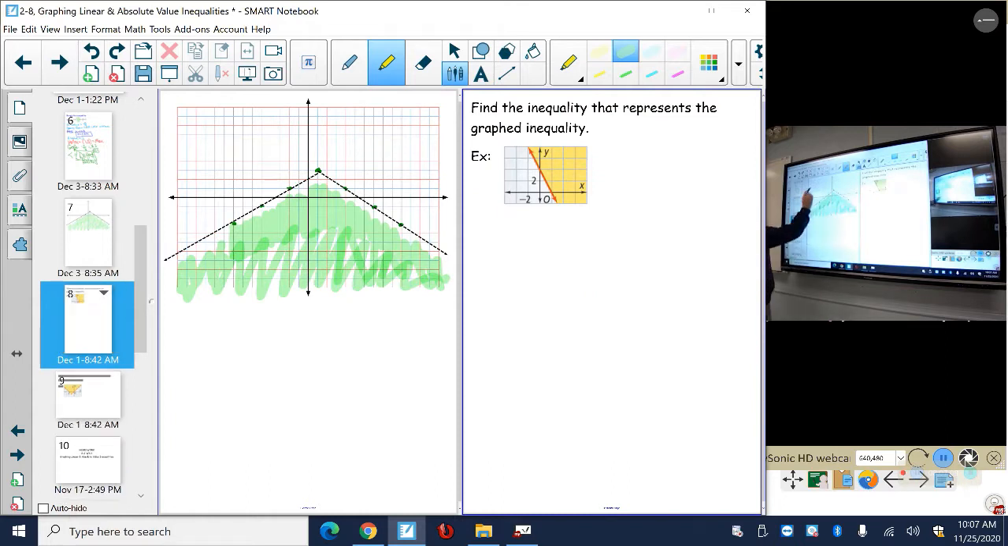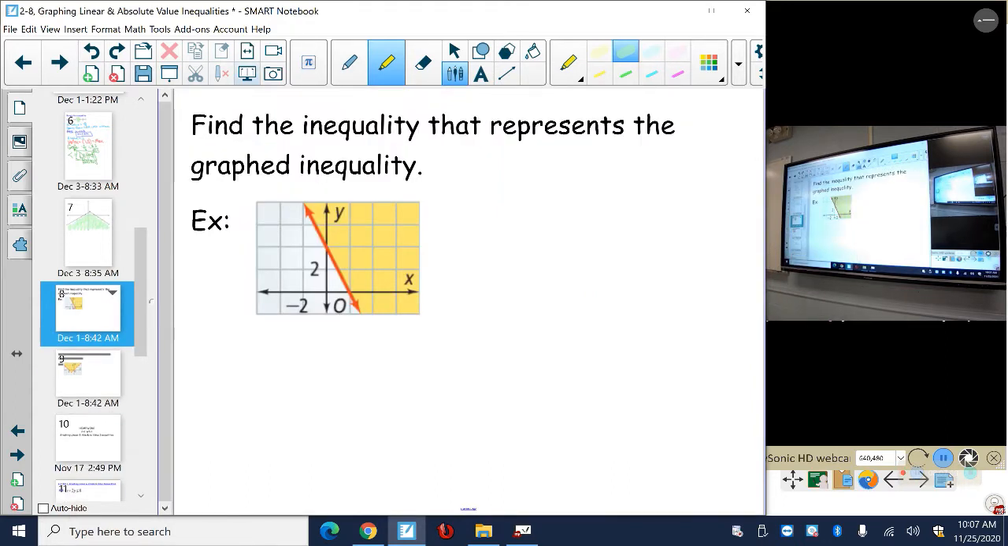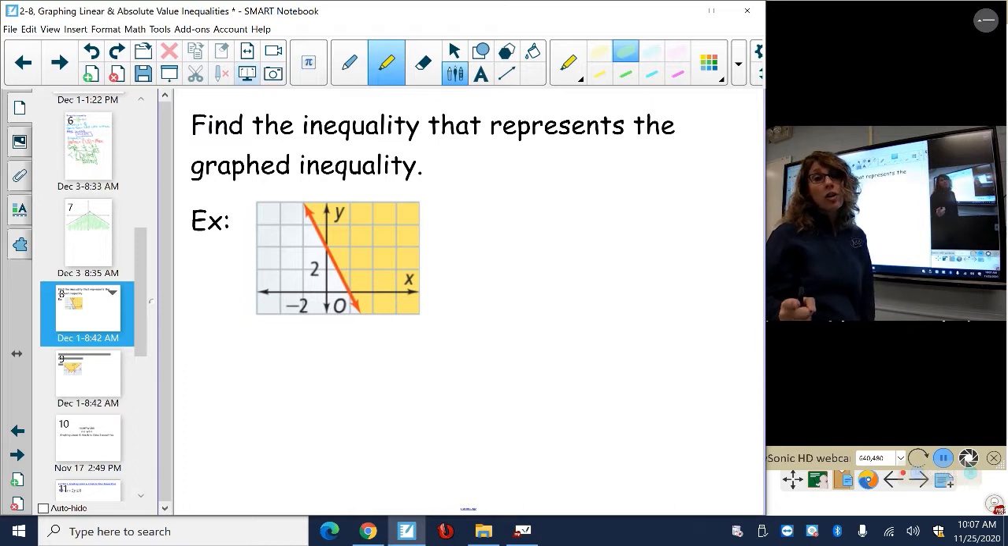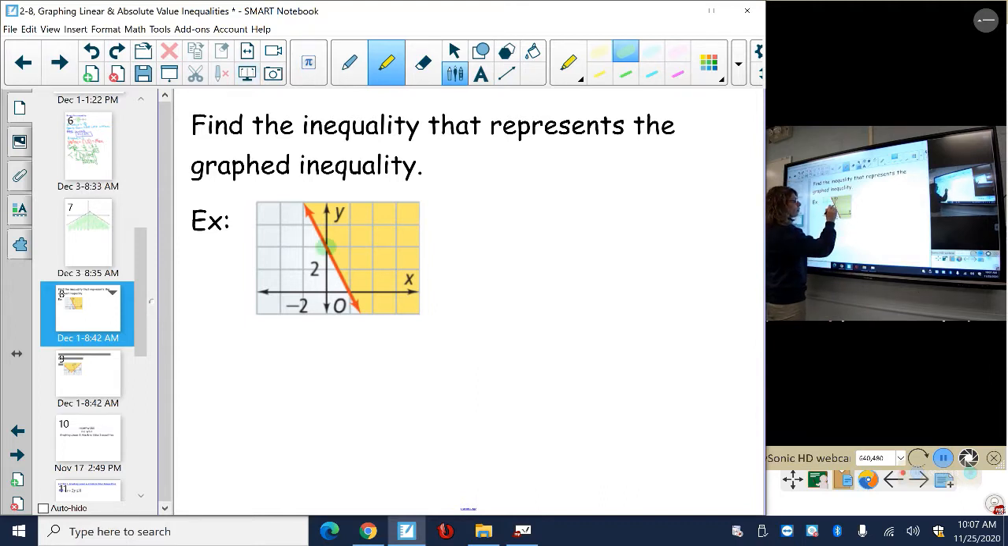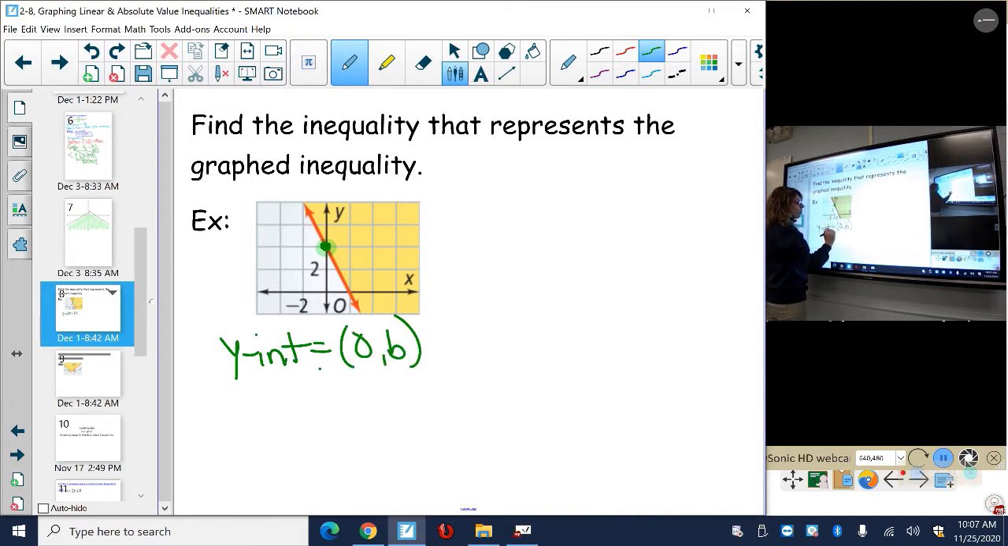Okay, so now find the inequality. I'm giving you a picture. I need you to come up with the equation and turn it into an inequality. So the very first thing you want to do is find the equation of that line. Well, the equation of that line has this point right here. That is your y-intercept. Your y-intercept is 0, b, which just happens to be 0. And this is going by 2 units, so be very careful of your scale here. This is going by 2 units, so that's 0, 4, okay?